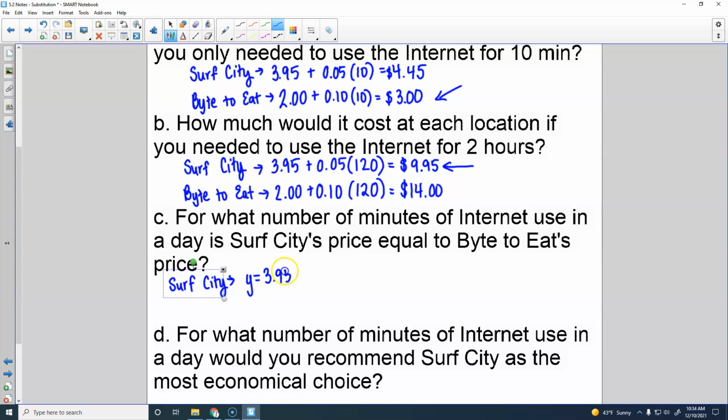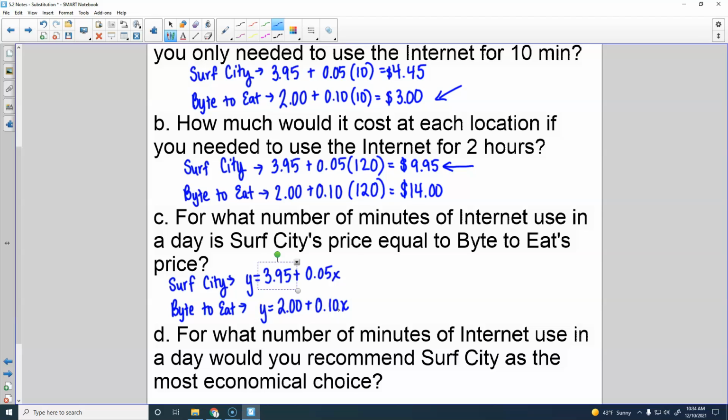395 plus 0.05x. Perfect. Right, that x just represents our number of minutes. And then for Bite to Eat, two. Go ahead and finish. What else do we need, Peyton? It's $2, or y equals $2 plus 10 cents x. Perfect. Okay, so those are our two equations.